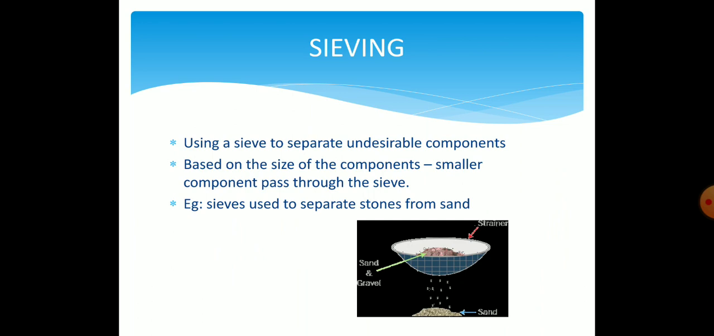A simple example is to separate the stones from the sand. We put the sand inside the sieve, and when we do the sieving process, the sand will go down, and the gravel or the stones will stay back. So this is called sieving. We use a sieve, which is a sheet with small pores. Pores means holes. Through those holes the sand will go down, and only the stones will remain. So this is what sieving is. Now we are going to the next one.